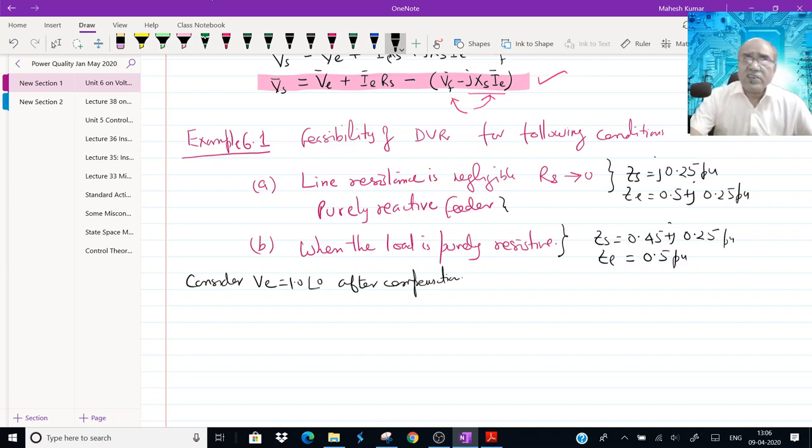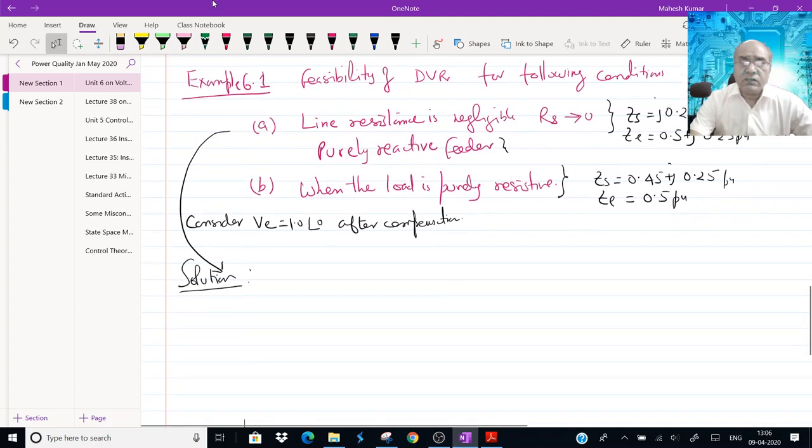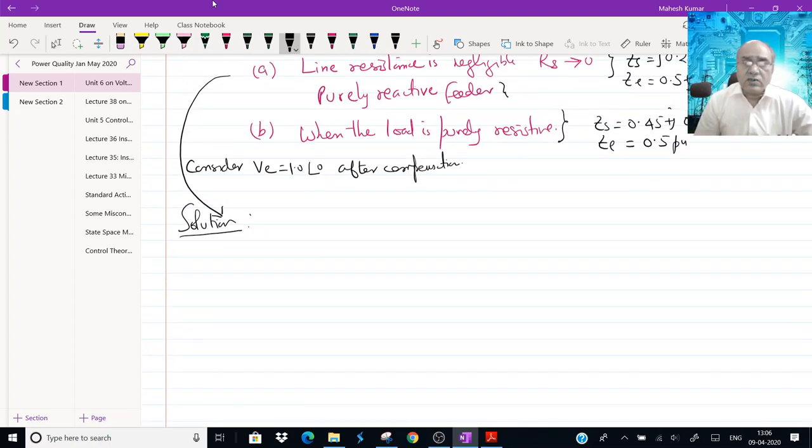Okay, so what is the first step? The first step is to calculate without DVR and with DVR. Let us start with this section and find out the requisite value of filter voltage to be compensated for this particular situation. First let us find out the voltage without any compensation, and then we find out the compensation. So let us find out the current first.